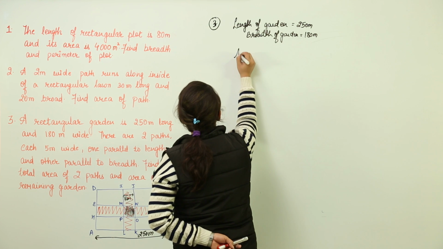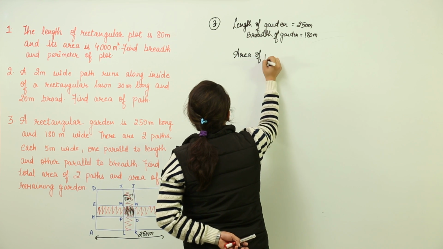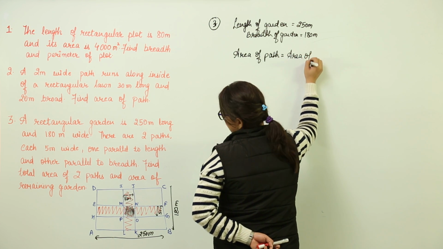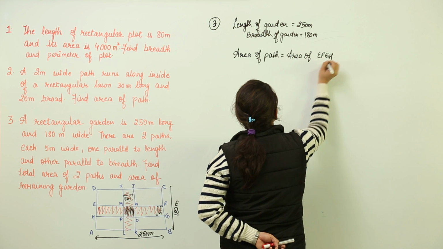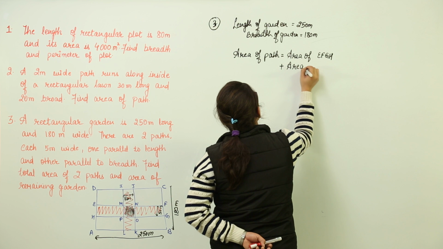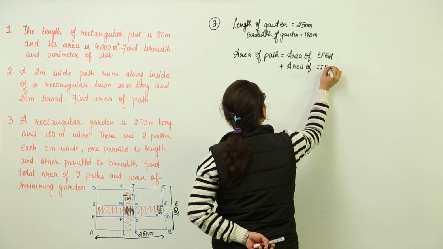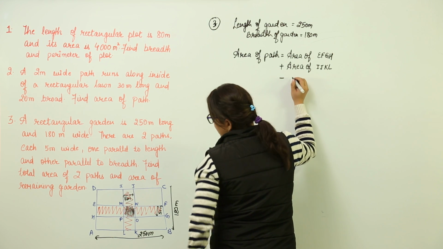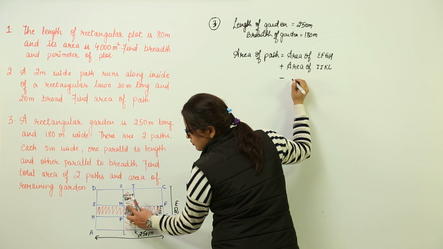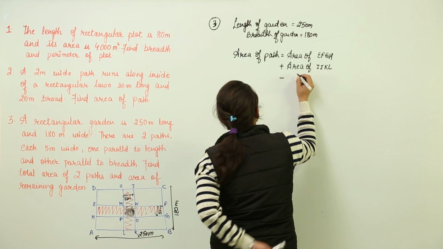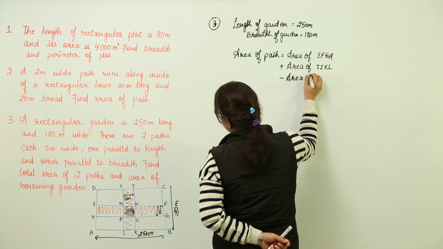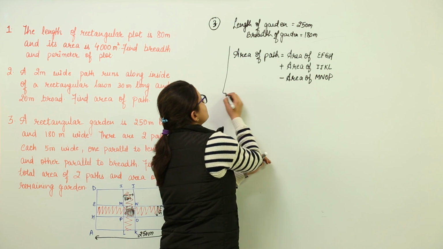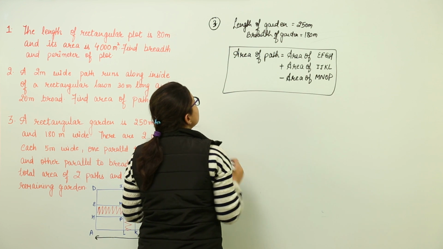That means to find out the area of path, the steps to be done are that you will be adding the area of the rectangle EFGH. You will be adding the area of the other rectangle, that is IJKL. And out of the sum of this, you will have to deduct the area of this square. You can see over here, it clearly indicates a square. So we have this square as area of MNOP. Now here I have written down the whole formula that is to be used for calculation. Let us do this now.